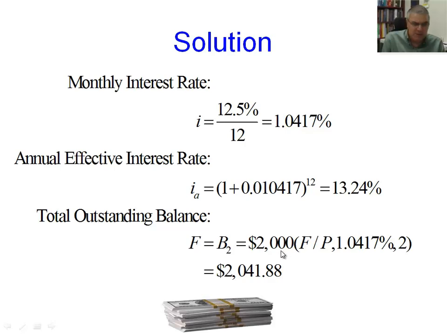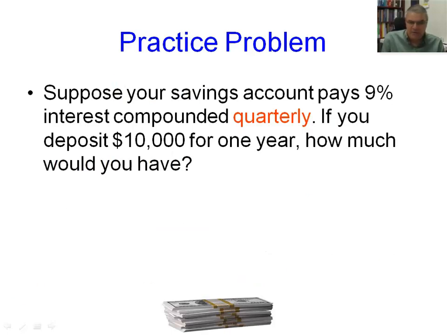If you multiply that by 2,000, the answer would be $2,041.88. Okay, so that's really the bottom line for this particular problem. So let's take a look at another practice problem here together.